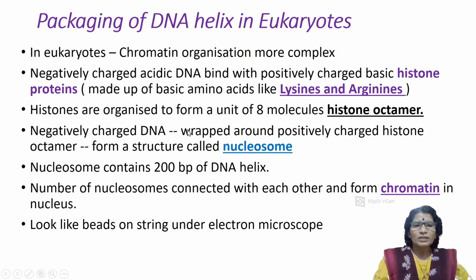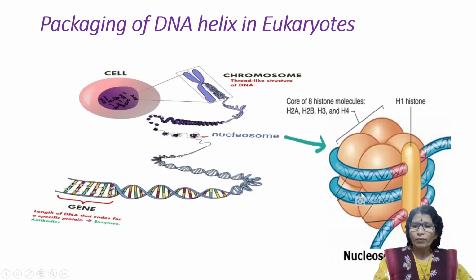So, negatively charged DNA is wrapped around positively charged histone proteins. Histone proteins are positively charged, DNA is negatively charged. In this way, they are very stable in their structure and form the nucleosome. Here, the nucleosome contains 200 base pairs of DNA helix. Whatever the chromatin, the DNA is wrapping around the histone octamer in this length, the entering and outgoing. So in this complete circle, how many nitrogen base pairs are present around the histone octamer? 200 nitrogen base pairs are present.